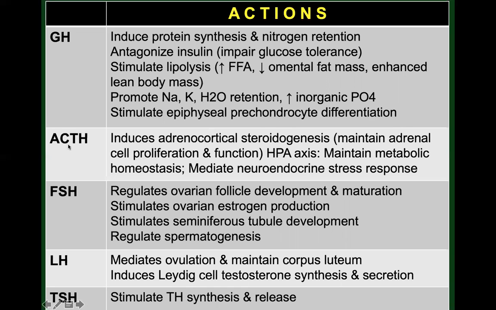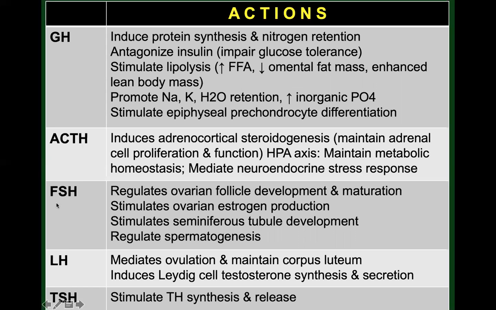Now, the ACTH, or adrenocorticotropic hormone, induces steroidogenesis. And this is mainly to maintain adrenal cell proliferation as well as function. In the hypothalamic-pituitary-adrenal axis, it also maintains metabolic homeostasis. A lot of the functions of the ACTH would be helping promote metabolism of a lot of functions in the body. It also mediates neuroendocrine stress response. So this is a stress hormone.